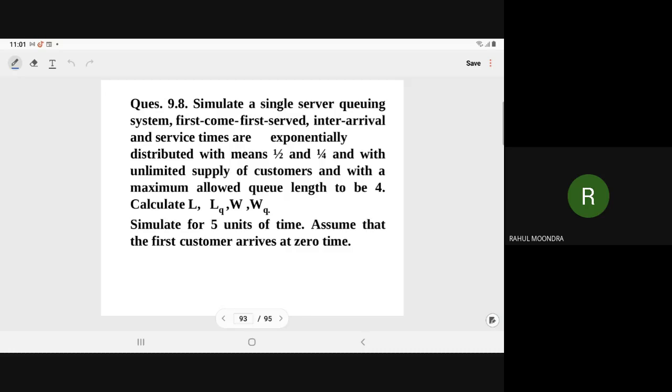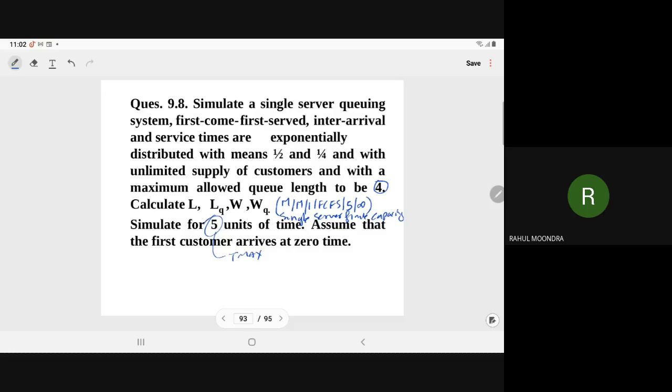When we have the restriction of allowed queue length to be 4, the interarrival time is exponentially distributed, M, and the service time is exponentially distributed, again M. It is a single server FCFS model. The queue length is a maximum of 4, plus one in service, so capacity becomes 5, and the population size is infinity. So it is the single server finite capacity queuing model. Now you have to simulate for 5 units of time, given as t max.